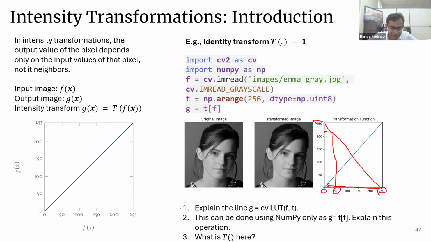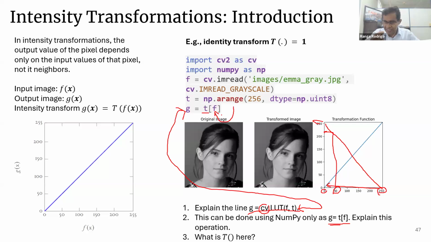A simple question: explain the line using g equals LUT of f, T. This is also possible using OpenCV. You can do the same operation. This is exactly the same as using NumPy indexing. It can be done using NumPy as this one. So, explain this operation. T is an array of 256 length, and that is being indexed by the pixel values of the image. It produces an array of exactly the same size as the image with the intensities transformed.